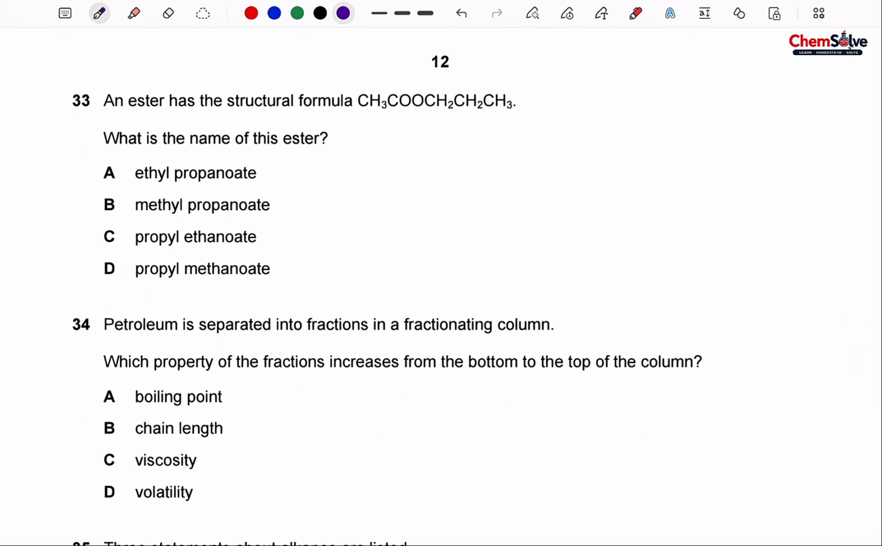Okay, 33. An ester has a structural formula CH3COOCH2CH3. Okay, what is the name of the ester? So before looking at the options, we know that the first part of the ester formula represents the acid, and the last part of the ester formula represents the alcohol.